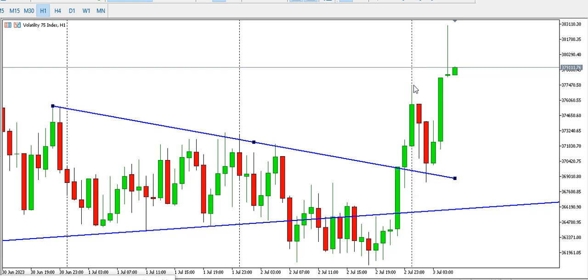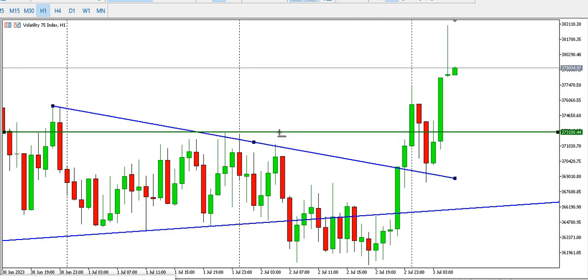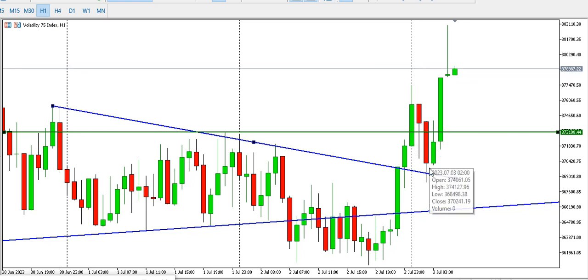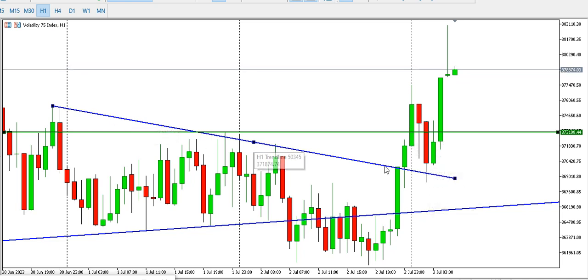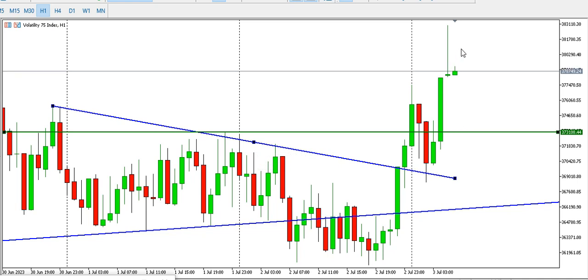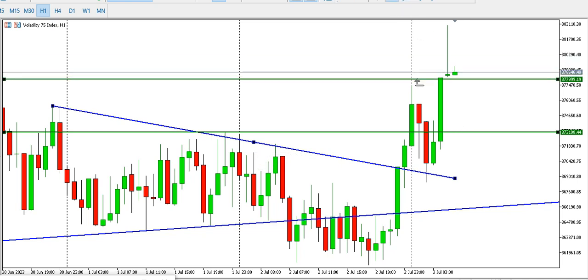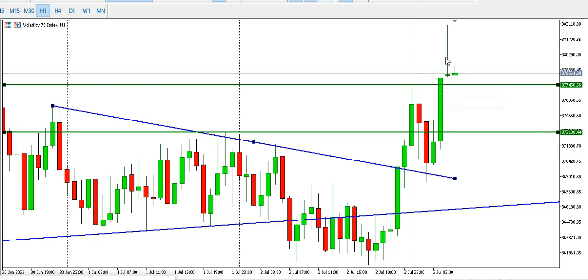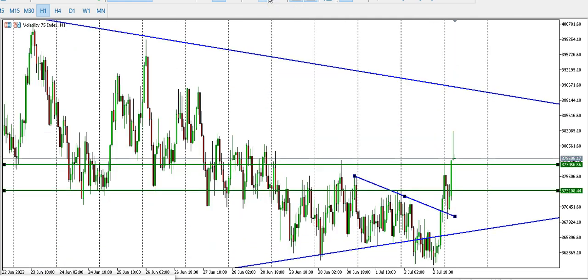We have price going up to break the structure around here. The structure around here was broken, and around here as well. We have a retest of this descending trend line, and price is picking up pace as it breaks this particular structure. We might see price retrace and then continue to break structure to the top side until price is able to get to this particular descending trend line.